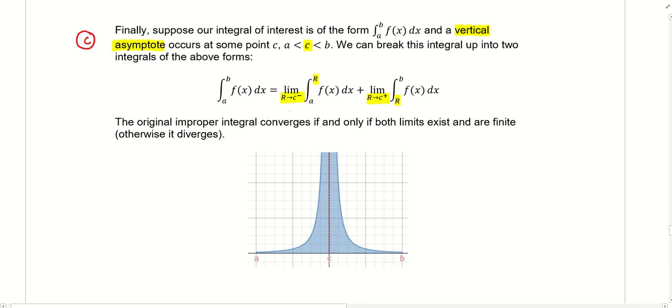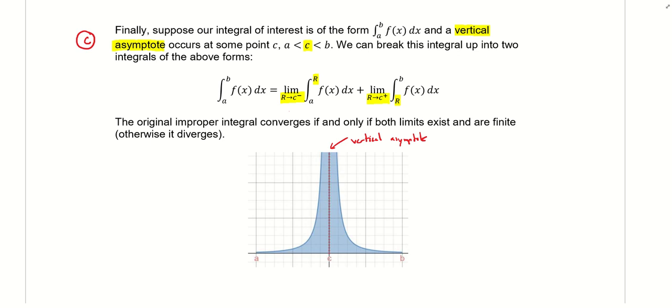So here's a, here's b, here's c. This is our vertical asymptote. And so now the idea is splitting this up somewhere where we can expand our region back till we hit c, so that we are able to deal with that vertical asymptote the same way we deal with it in versions A and B. It's just now it's in the middle of our region of integration instead of one of the endpoints.